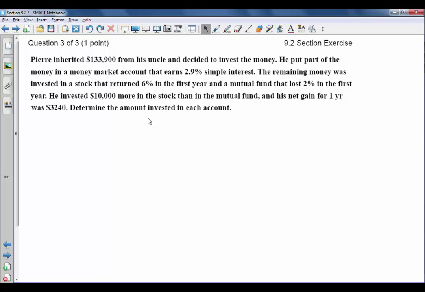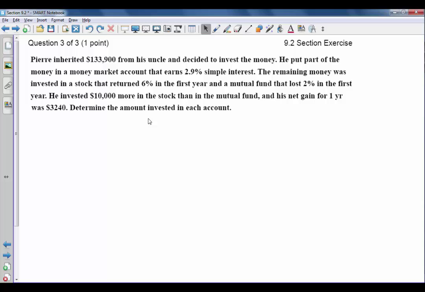Alright, ready? Did you understand what's going on here? Alright, here's the story. Pierre inherited $133,900 from his uncle. What a lucky son of a gun, right? 133 grand, great. From his uncle, and decided to invest the money. Good idea. Don't spend it on cars, okay? Stupid.